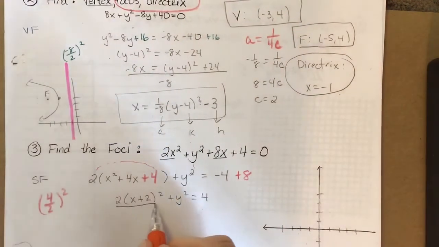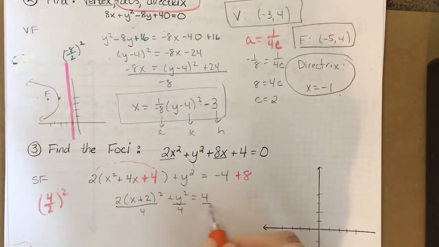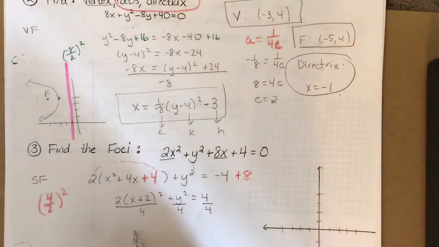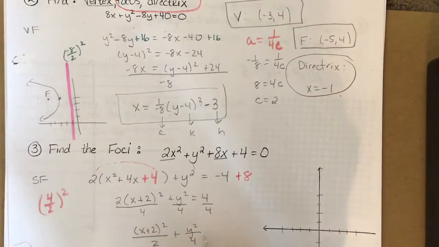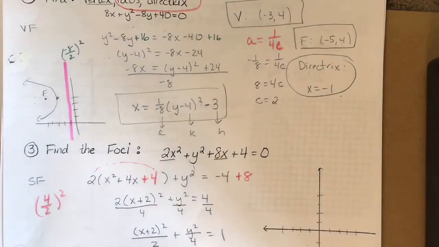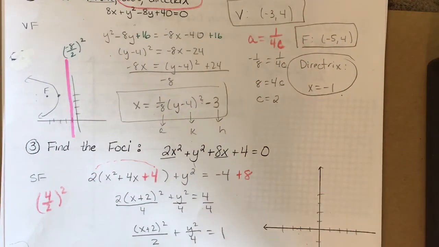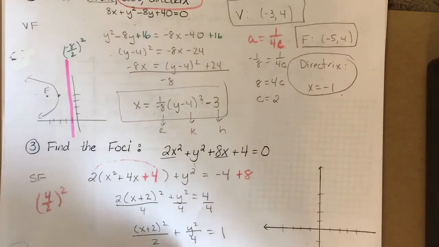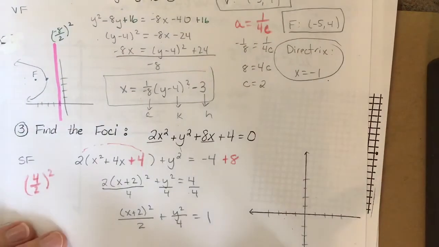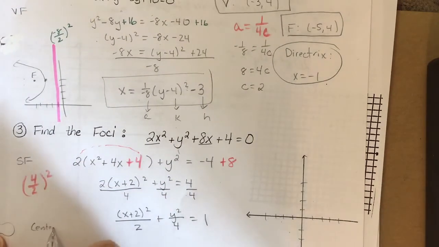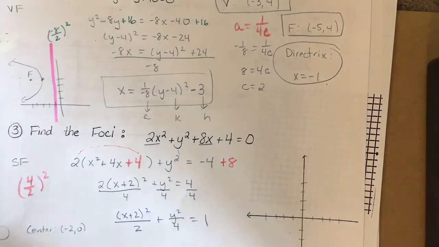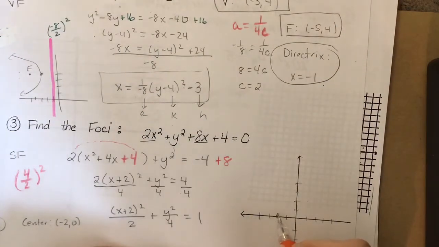Now I divide everything by what? 4 to get 1. All right, 2/4 is 1/2. That's 2. There we go. All right, standard form. Now, why did I do that? Well, I did that because I wanted to first figure out what? The center. What's the center of this thing? It's negative 2, 0. Now, I don't have to graph it, but I'm going to. Sometimes it really helps.